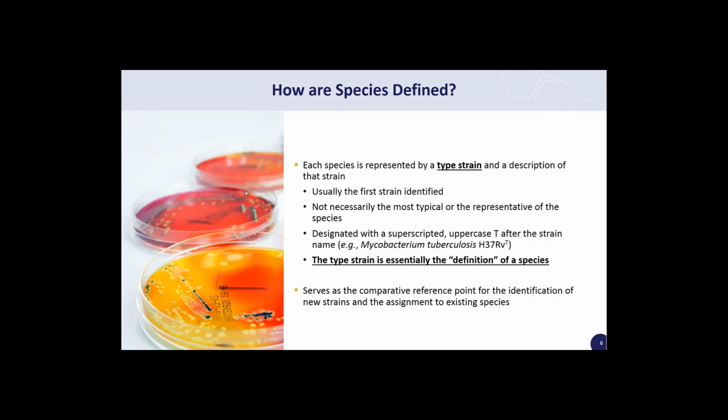When a new strain of bacteria is isolated, the bacterial type strains serve as comparative references to identify the new strain and assign it to existing species. Alternatively, if the new strain does not match closely enough to any existing type strains, it is these comparisons that help exclude the new strain as an existing species and allow it to be proposed as a novel species.